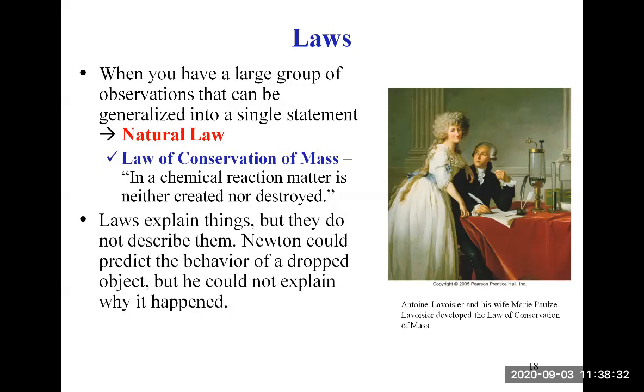So laws describe things, but they do not explain them. For example, Newton could predict the behavior of a dropped object, but he could not explain why it happened. So laws are good only to predict future observations, because you have seen patterns in some kind of observations, and so if you repeat that kind of experiment, you will come up with the same outcome. That's what laws allow you to predict.